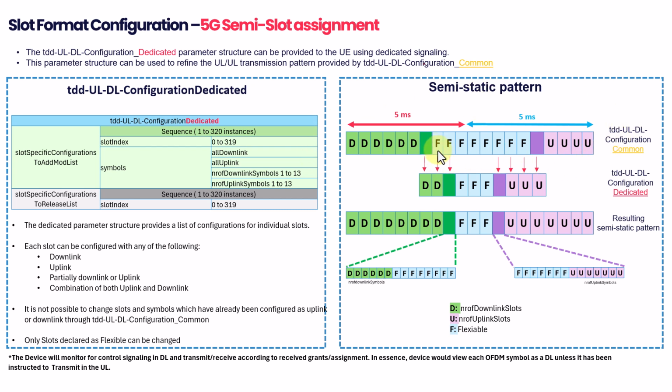It left these flexible slots here, and this green one is the special slot, which has specific symbols for downlink and so on. So assume this was my configuration from the common one, which has a static allocation. Whenever the semi-static configuration comes, it can change only the ones which remain flexible, and the ones being used as a special slot for symbols.